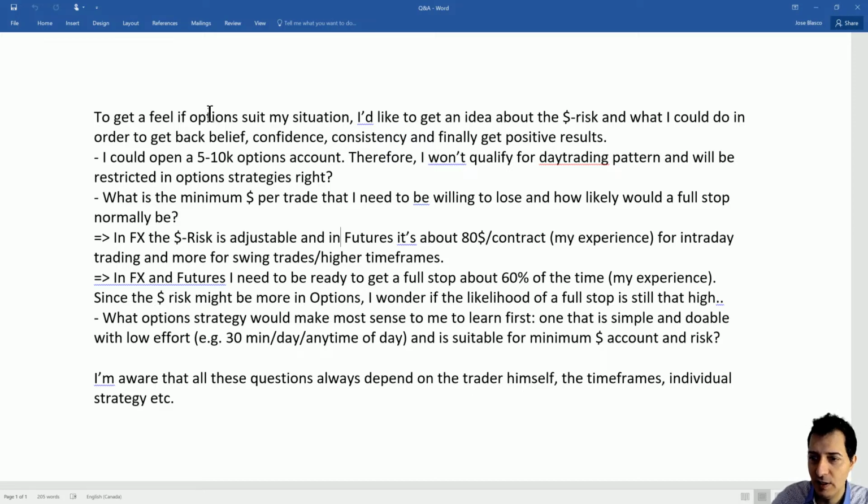One that is simple and doable with low effort, for example, 30 minutes a day, any time of the day, and is suitable for a minimum dollar account and risk. I'm aware that all these questions always depend on the trader himself, the time frames, individual strategy, etc.